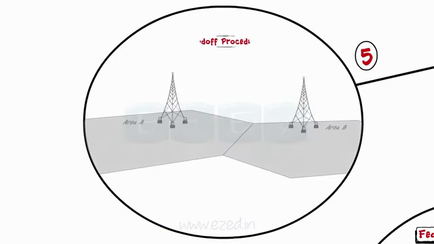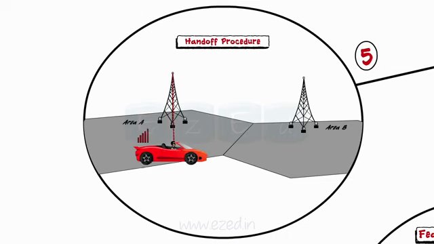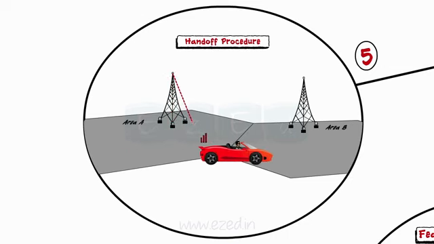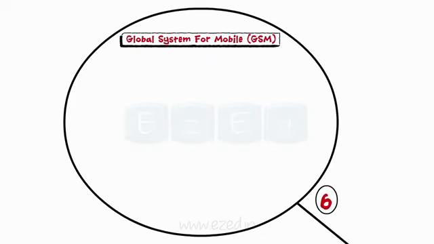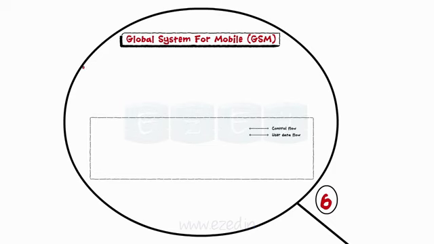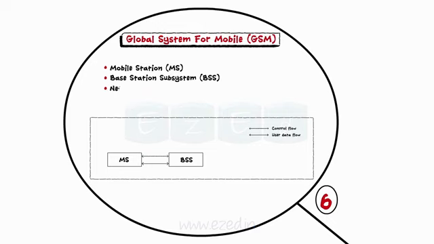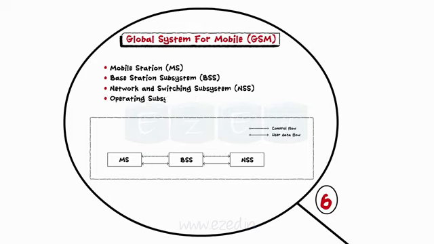Next, we studied the handoff procedure, where we learned how control over a call is transferred from one base station to another base station when a user travels from one area to another. Lastly, we saw a GSM system consisting of different subsystems: mobile station, MS, base station subsystem, BSS, network and switching subsystem, NSS, and operating subsystem, OSS.